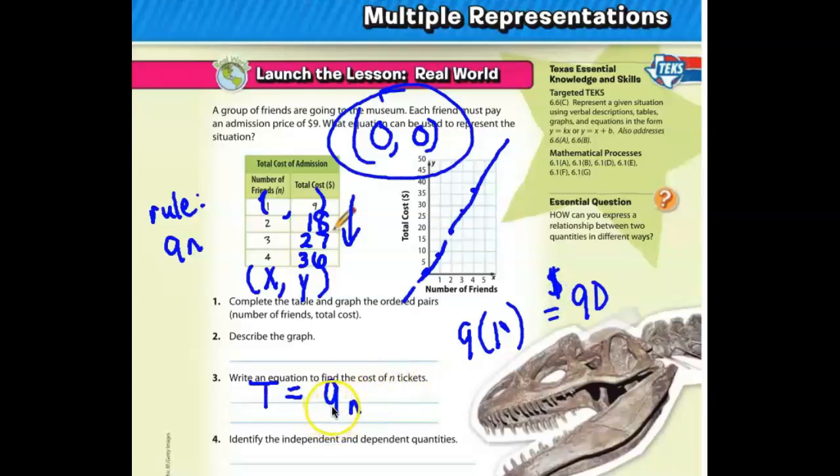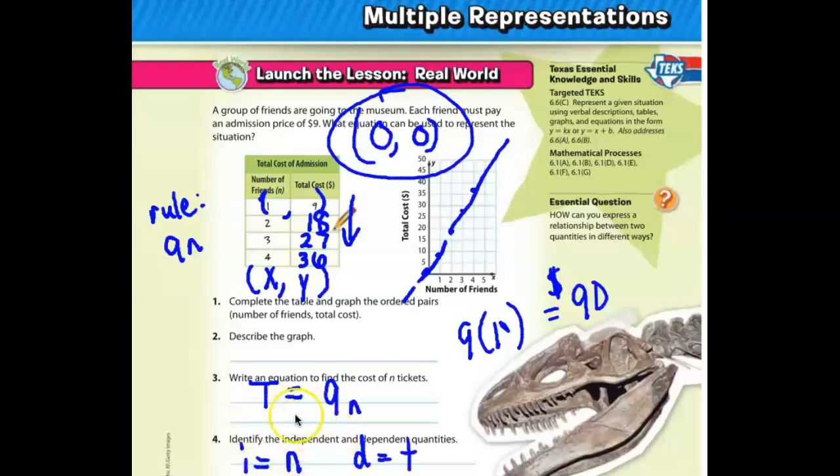Okay, and again, if I have 0 friends, then it's going to be 0 times 9, and that would be 0. So again, we've already mentioned it, but which one of these is the independent quantity and which is the dependent? Are the number of friends dependent on the total cost, or is the total cost dependent on the number of friends? Answer that for me now, please.